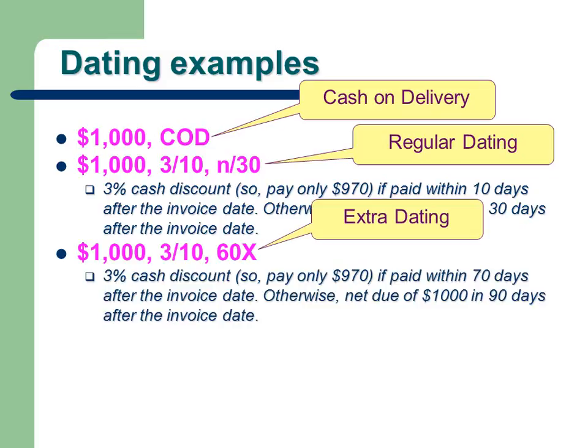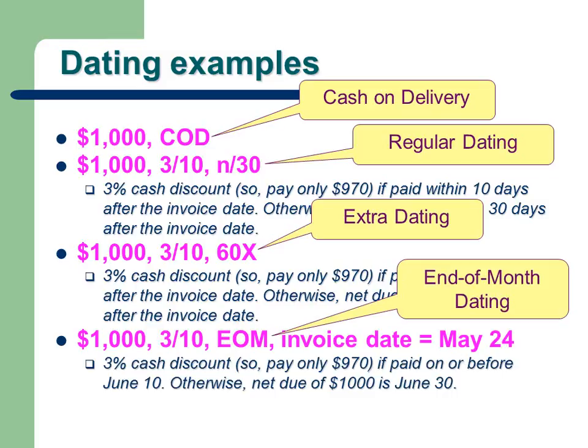Then we learned the extra dating term, right? For example, a $1,000 invoice comes with a term of 3/10, 60x. That means you have extra cash discount days, right? And your net due is also pushed by as many as the extra days. In this case, you've got 10 days for regular plus 60 extra days. So overall, you've got 70 days for cash discount. So you're going to get a 3% cash discount, so pay only $970, if you pay this invoice within 70 days after the invoice date. Otherwise, the net due of $1,000 will be in 90 days from the invoice date.